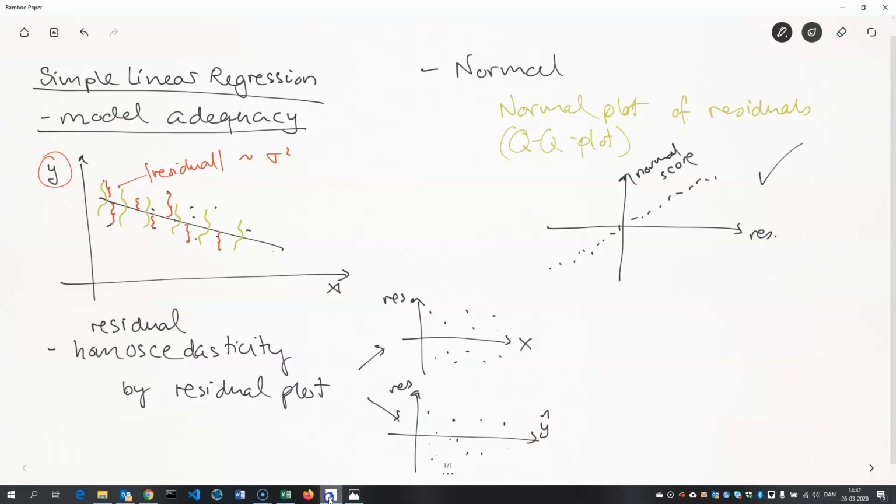So if we resume to our original slide here, we can say that we've checked the homoscedasticity assumption and the normal assumption, and both of them turned out to be fulfilled.